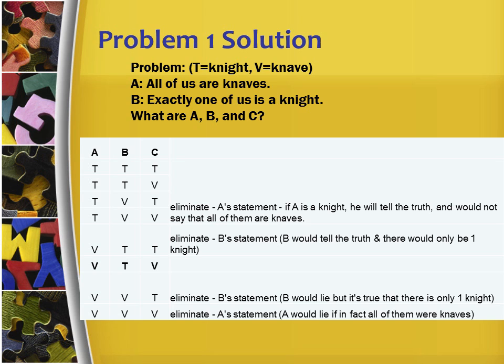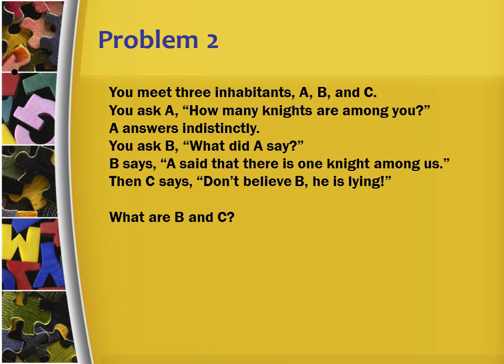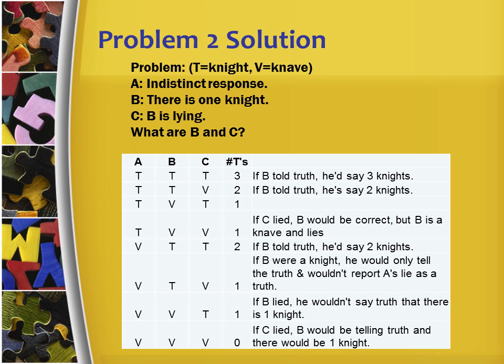I will now go on to the next problem here. When you ask B, what did A say? B says that A said that there is 1 knight among us. If B is telling the truth, if he is a knight, then he's telling the truth, and that means that he correctly reports what A is saying.